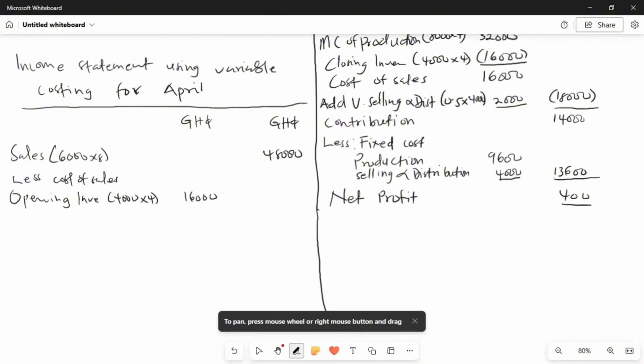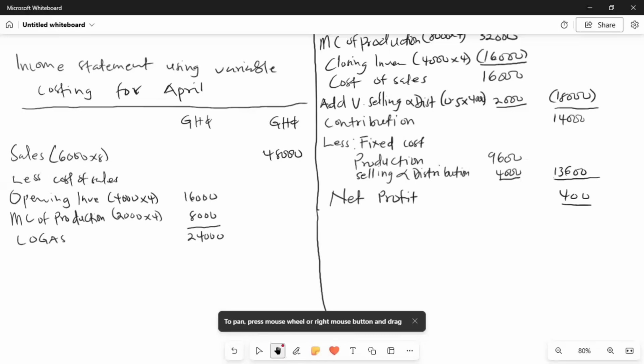Then now we come to the production for April. In the month of April, 2,000 units were produced. Under variable costing, the production cost per unit is 4. You multiply by 4, you get 8,000. So 16,000 plus 8,000 will give us 24,000. That is the cost of goods available for sale.